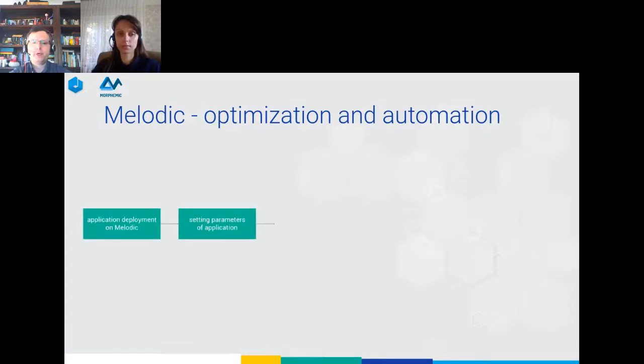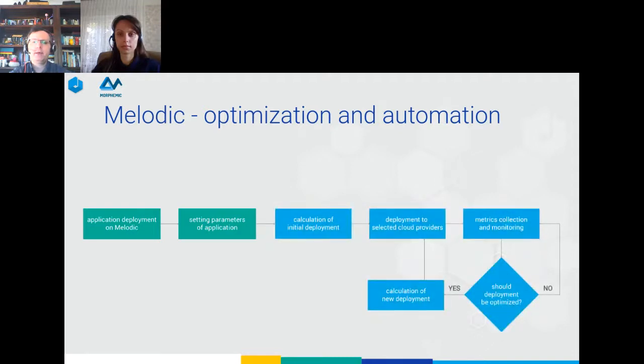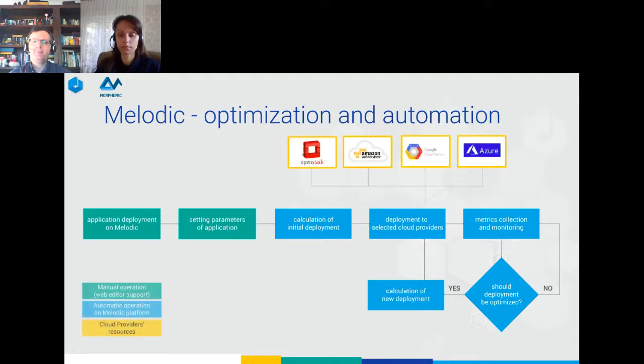And how does it work? The first two steps are manual, so the modeling and setting initial values of the parameters need to be done manually. But after that, everything is done automatically. The first step is to calculate the initial deployment, so to find the optimal values of the optimal deployment based on the provided values of the parameters, which are initially set by the expert, and then to make an automatic deployment to the selected cloud providers.